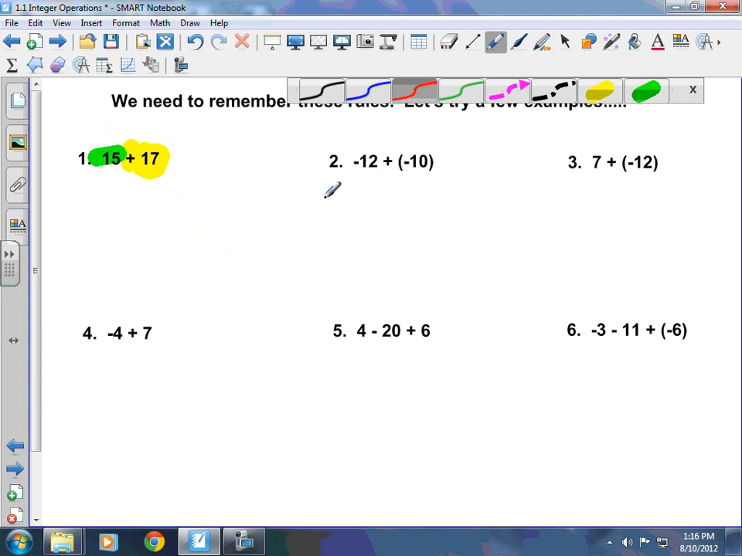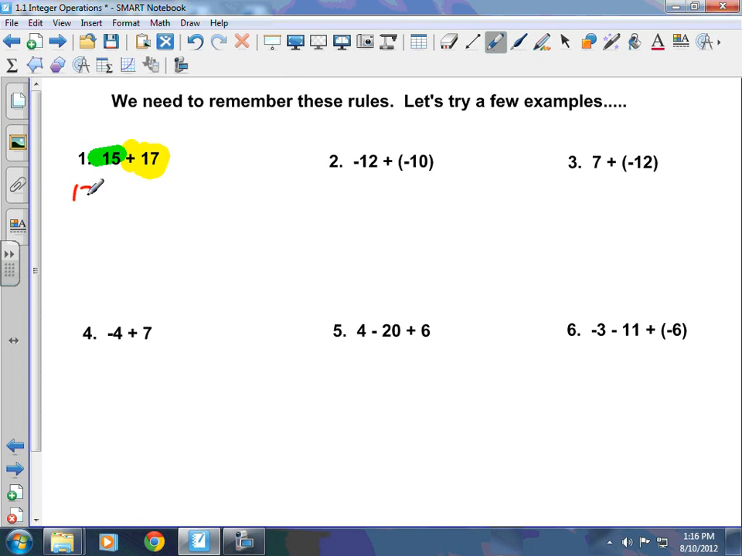A very common question I get is, how do I show my work when I add numbers? This is how you do it. You're going to write these numbers down just like you normally would, and then we're going to add them together. 7 plus 5 is 12. 1, 2, 3. So my answer is 32. So then I put equals 32, and I circle the 32.